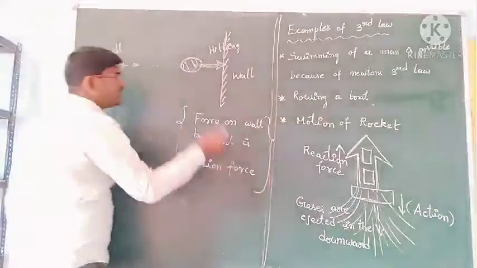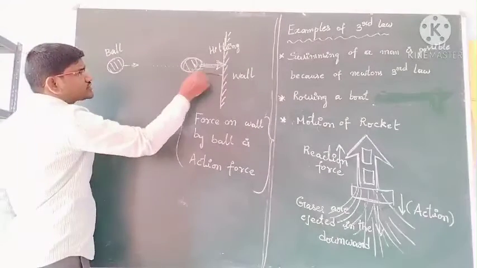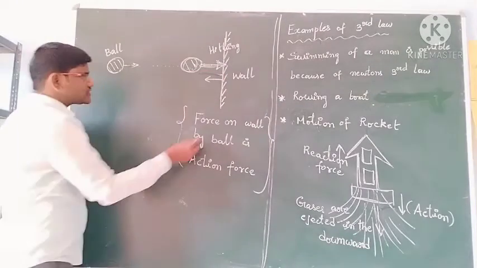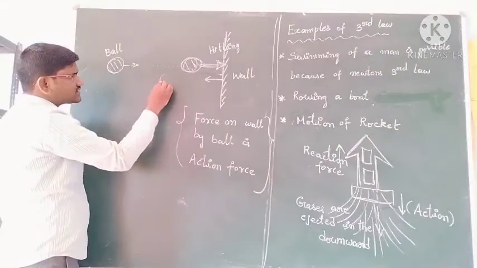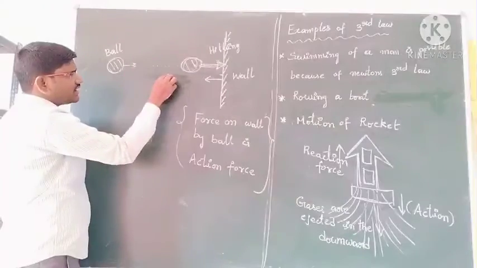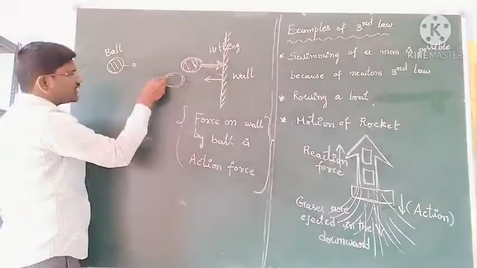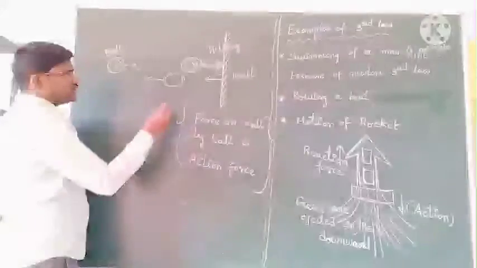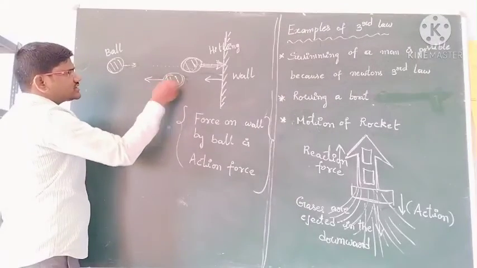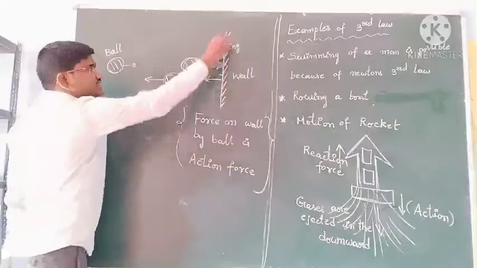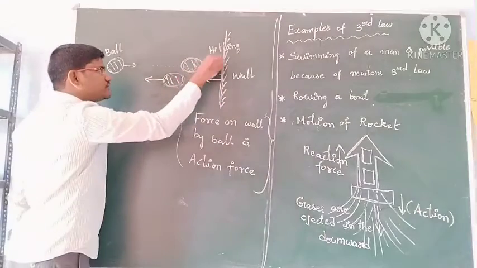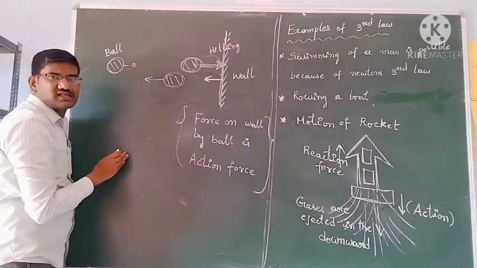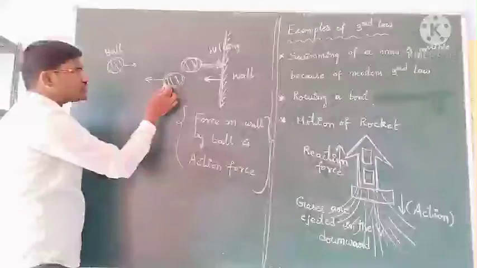Okay students. Then the wall exerts the same amount of force on the ball. As a result, the ball bounces back. So the ball comes back in the same direction. But for our convenience, I am drawing the diagram just below it. The ball will move in this direction. How much force will the wall exert? The same amount of force it will exert on the ball.